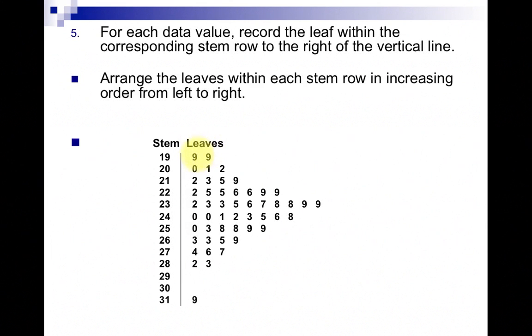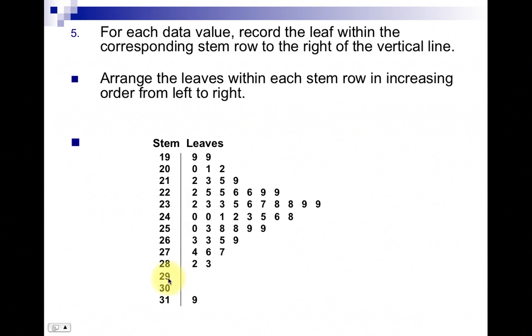So, like I said, the first digit under the leaves column is a 9, indicating we have data value 199. The second digit is another 9, indicating we have a second 199. The second row, we have a 0, 1, and 2, indicating that we have data values 200, 201, and 202, and so forth.